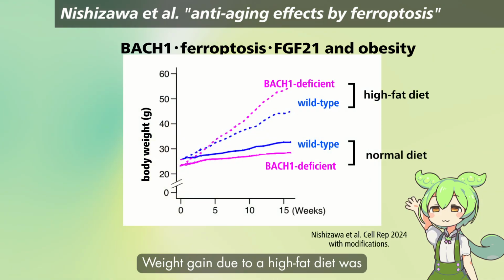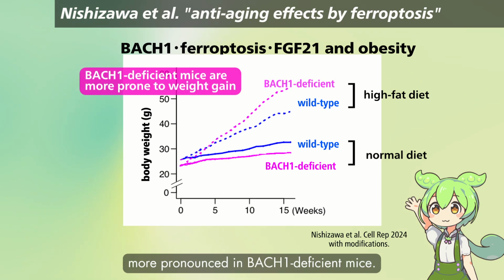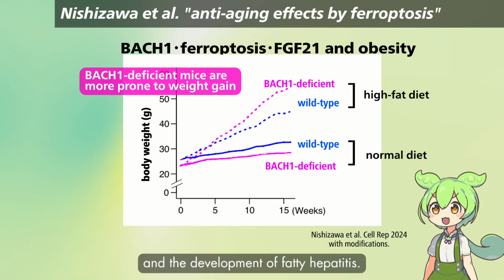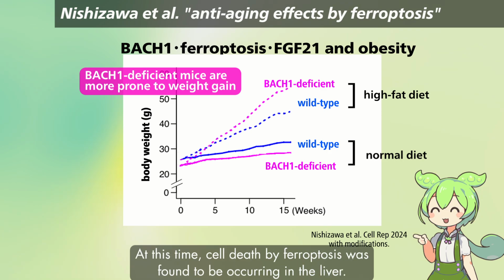Weight gain due to a high-fat diet was more pronounced in BACH1 deficient mice. Continued high-fat diets often lead to fat accumulation in the liver and the development of fatty hepatitis. At this time, cell death by ferroptosis was found to be occurring in the liver.